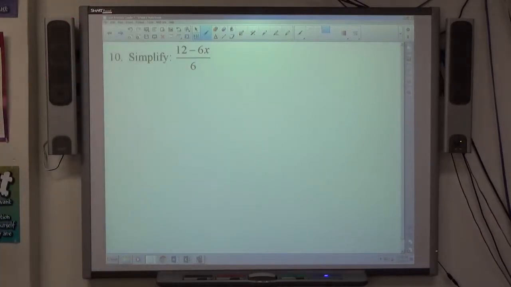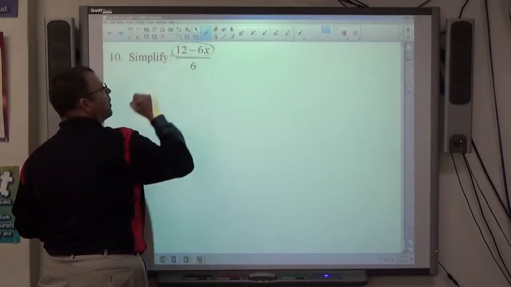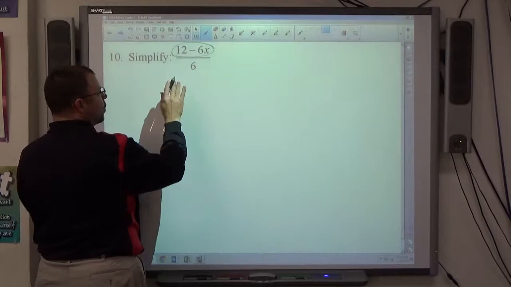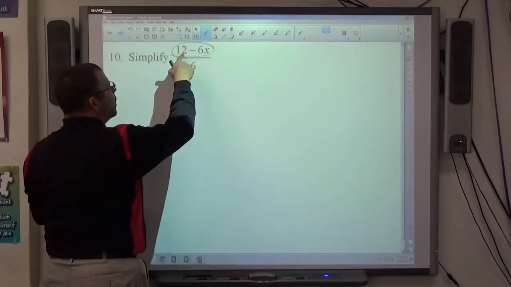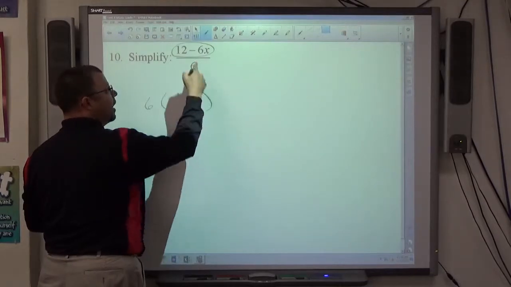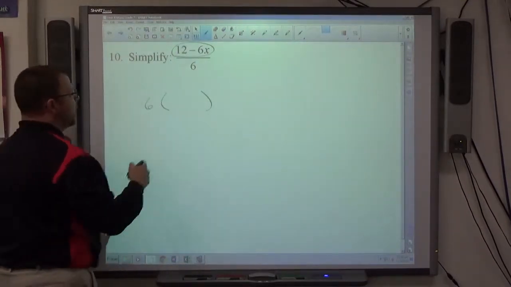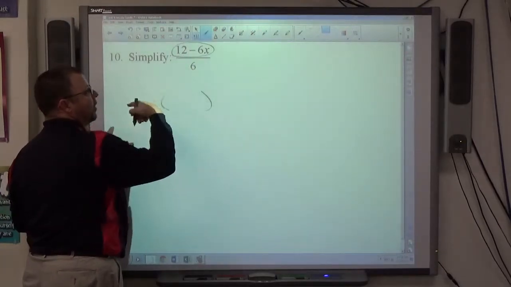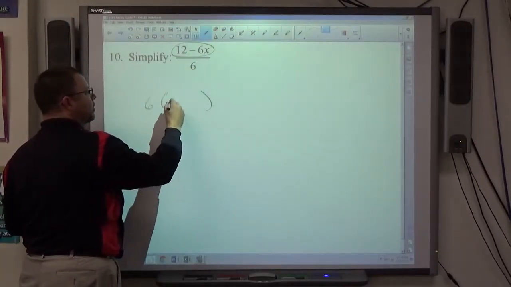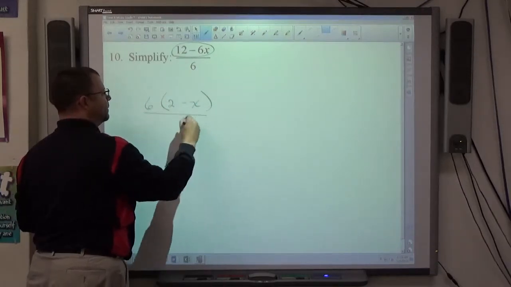Number 10, simplify 12 minus 6x over 6. Now, if you take a look at the binomial structure at the top and look at a common factor of that, ignore the bottom as we do this. The biggest number that divides 12 and 6 is 6. Nothing divides x and nothing, so x isn't a common factor. If I take 6 out of this the same way we did in the last two problems, 12 divided by 6 is 2. Negative 6x divided by 6 is negative x.